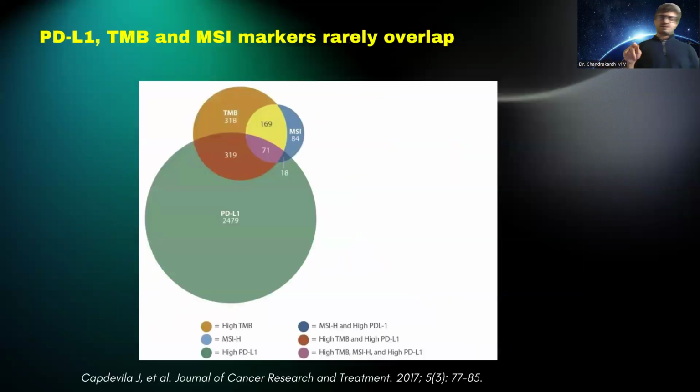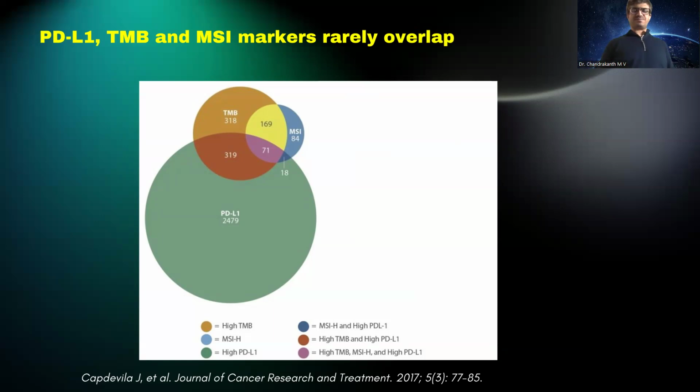Now, if I say the patient is PDL1 positive, he is likely high TMB, likely high MSI. No, it rarely happens. There is rarely an overlap between these PDL1, TMB, or MSI immunotherapy biomarkers. So we shouldn't have a feeling that a high PDL1 means high TMB.